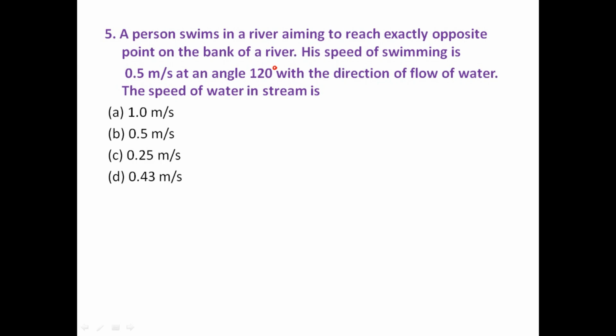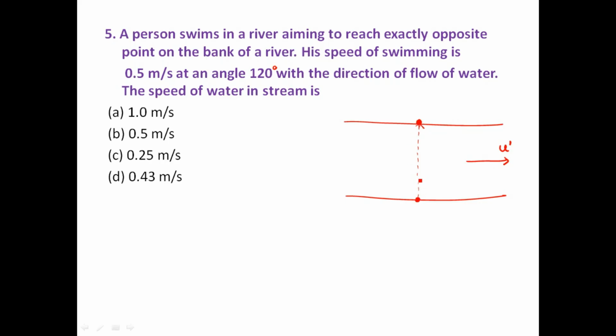Here we need to draw the relevant diagram. So let us say this is the stream of water and the water is flowing in this direction. Let me write u dash as the velocity of flow of water. What if the person wants to swim to the other side? The person, let us say he is over here. He wants to swim to exactly the opposite point on the bank of the river. He wants to reach here.